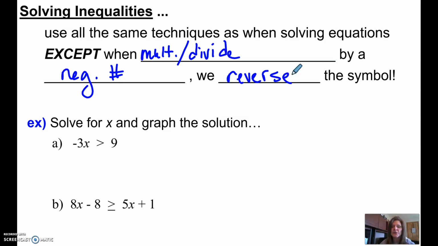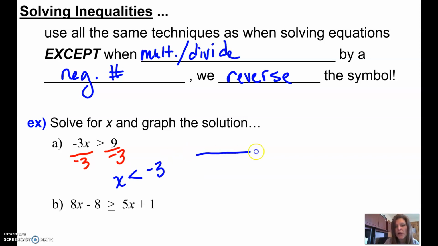The first one's very simple. I have negative 3x is greater than 9. Normal solving would be divide by the number that's in front of my x so that I get just my x. Well, in this case, because I'm dividing by a negative, I'm looking at the process. How am I getting to the next step? I'm dividing by a negative. That means that when I write down my answer here, x on the left, it's now going to be less than whatever I get on the other side, in this case, a negative 3. Okay, so I flipped the symbol.